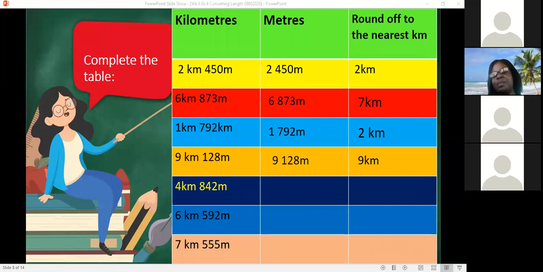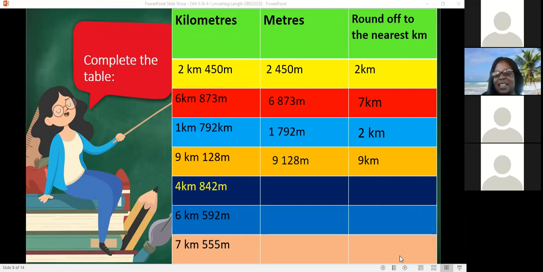Okay, so the next one, let me give you that one, and then I'll check whose turn is up. So it's 4 kilometers, 842 meters. Okay, I see Joda. Joda, let me unmute you and you do the last three for us. Okay, ma'am. So 4,842 meters, rounded off to the nearest kilometer is 5 kilometers.